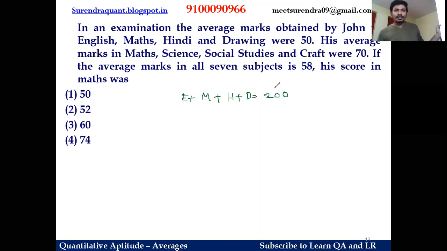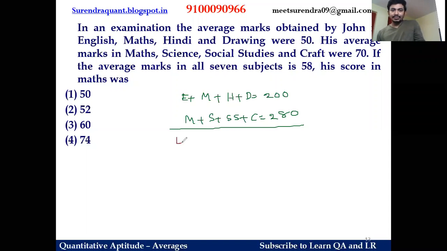And his average marks in Math, Science, Social Studies, and Craft are 70. If 4 subjects' average is 70, the sum is 280, right? Then what is the observation, guys? Here math came, here also math came. So math came 2 times. Let us write that at the beginning: 2 Math plus English plus History, Drawing, Science, Social Studies plus Craft. This is totally 280, right?